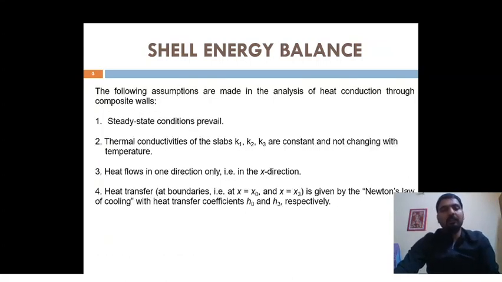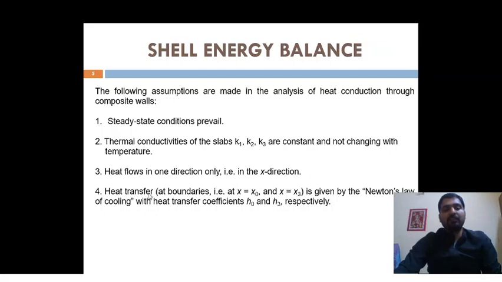In the next slide, there are the following assumptions for heat conduction through the composite wall. First, steady state condition. Second, the thermal conductivities of the slabs K1, K2 and K3 are constant and do not change with temperature. Third, heat flow takes place only in one direction, the x direction. We are not considering heat flow in the y direction or the z direction.